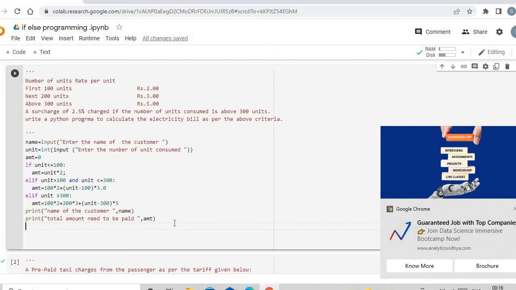That is all. Now let's run the program and see whether I am getting the correct results or not.